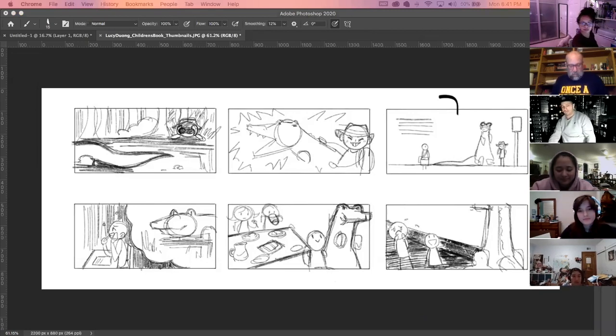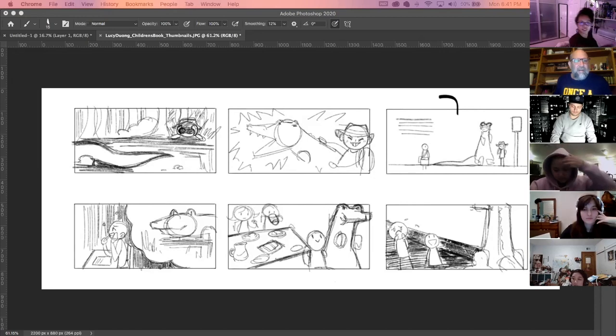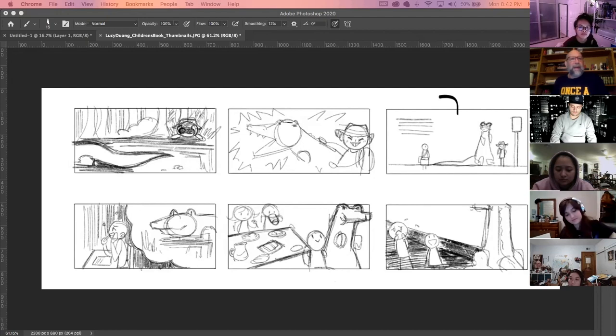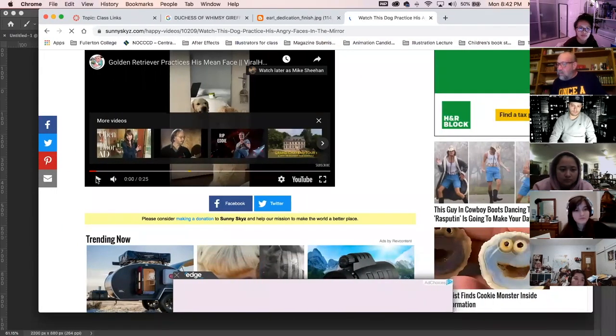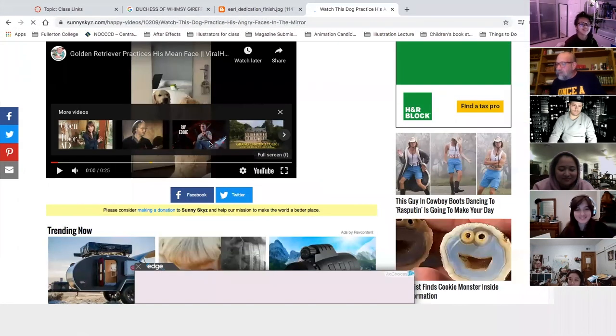Look. Here he is. He's practicing his angry faces in the mirror. Oh, are you showing it? Yeah, I'm going to. Hang on, I gotta make it bigger. I gotta get over here. I can't move it for some reason. Hang on. I don't know if I can get this to play. I don't know what's going on with it. Here it is.